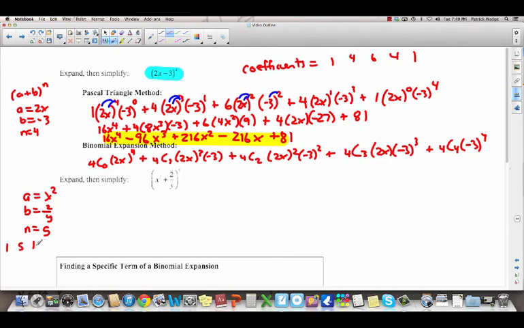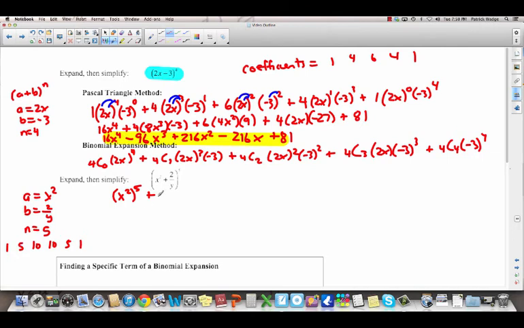1, 5, 10, 10, 5, 1. Okay, I'll try to go a little bit faster this time. First coefficient is 1, don't need to really write it. And then I have x, my a value is x squared, and that will be to the fifth power. Right? Because that's the power the whole thing's raised to. The second value, the b, will be raised to the 0 power, so you don't need to write it.